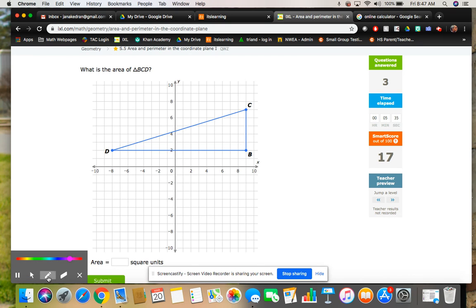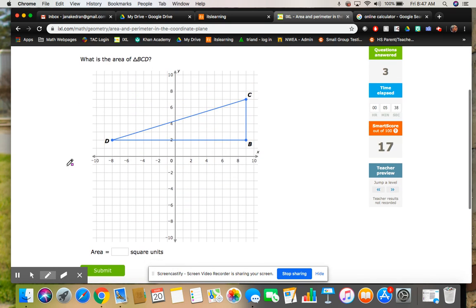Next thing we're looking at here is a triangle, and we're wanting to know the area of this triangle. And so we need to remember that the area of a triangle is 1/2 base times height, or you can think about it as base times height divided by 2, however that makes the most sense to you. So my base in this case is 17 units it looks like.